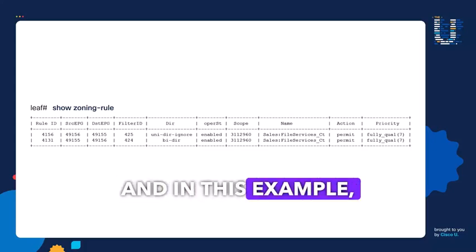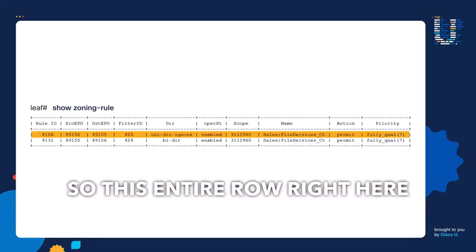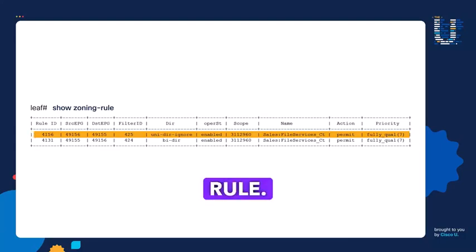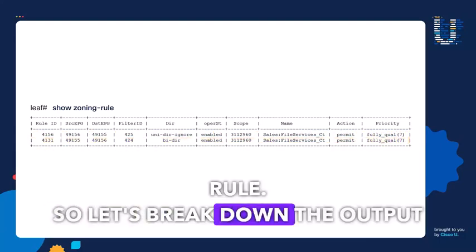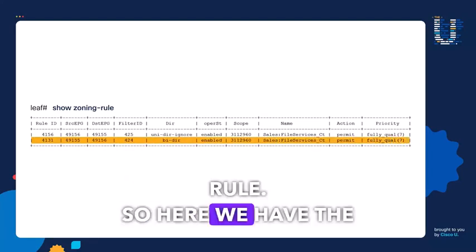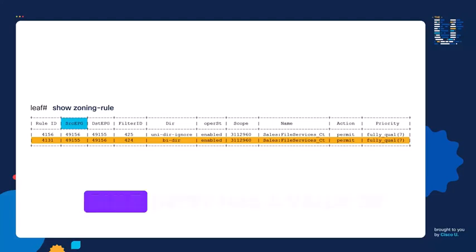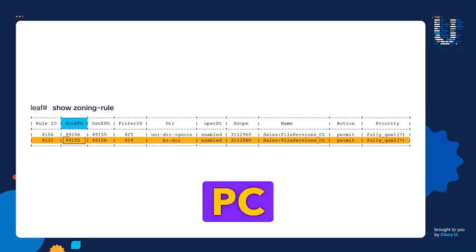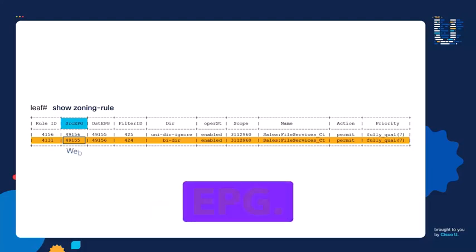In this example, we see 2 zoning rules. So this entire row right here is our first zoning rule, and this row is our second zoning rule. Let's break down the output of this command. We're going to focus on the second zoning rule. Here we have the source EPG column, and the second zoning rule entry has a value of PC tag 49155. Remember, this is the web EPG.